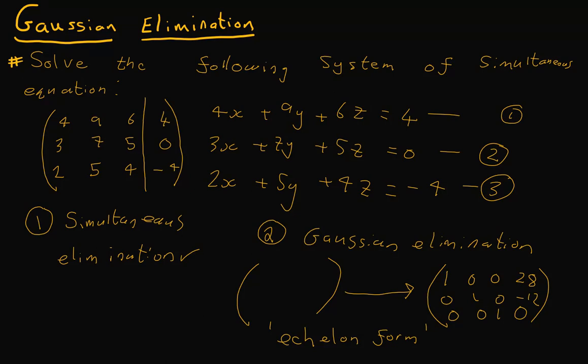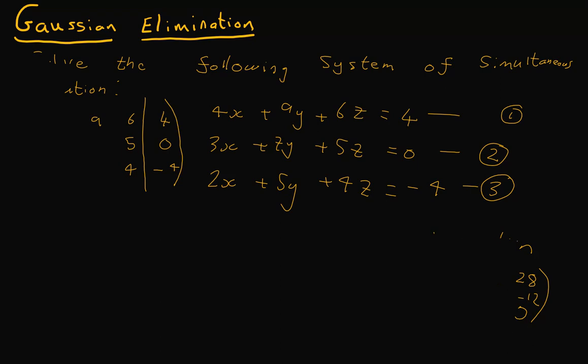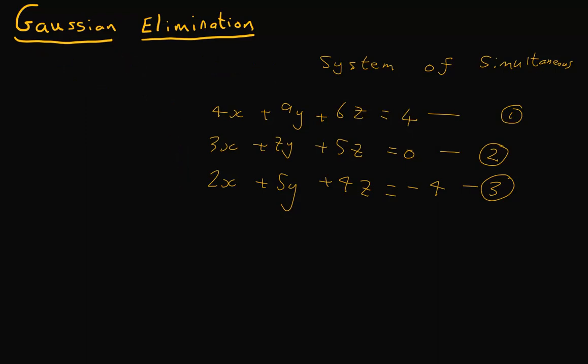Let's do method 1 to see what's going on here. Method 1 just uses standard elimination. If we're using standard elimination, we'll do this in red. Let's multiply equation 1 by 3 and equation 2 by 4.